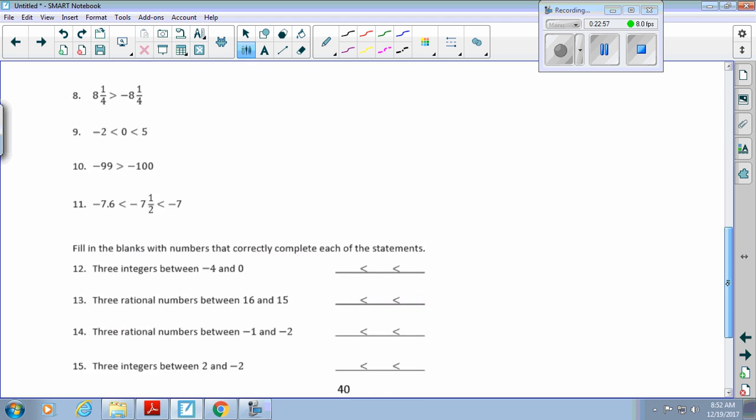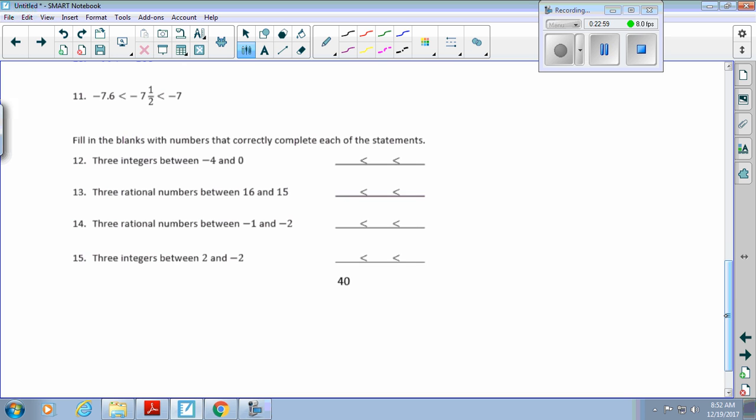All right, we skipped this middle section, and we are on number 12 now. It says fill in the blanks with the numbers that correctly complete each of the statements. 3 integers between -4 and 0. Integer means what? Whole numbers, yeah. So what whole numbers could that be? Negative 1, negative 2, negative 3. Very good.